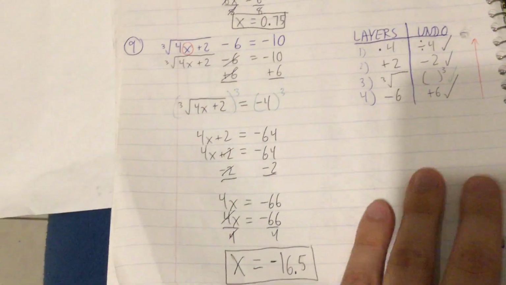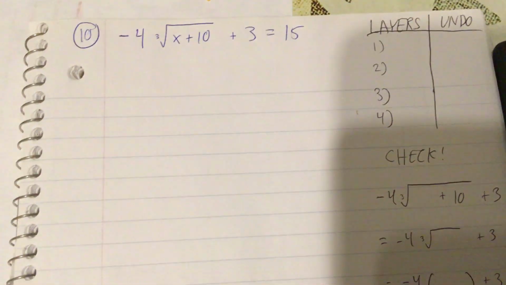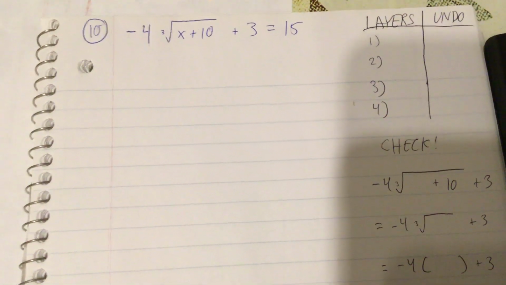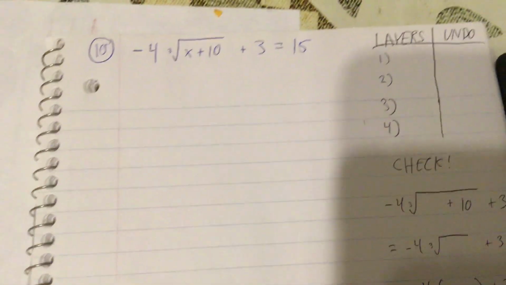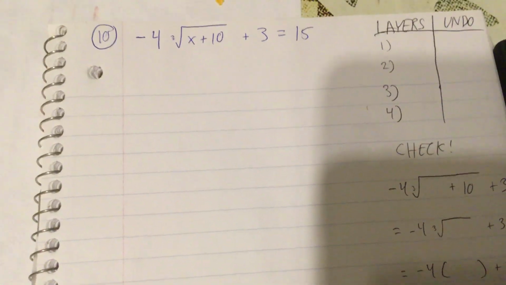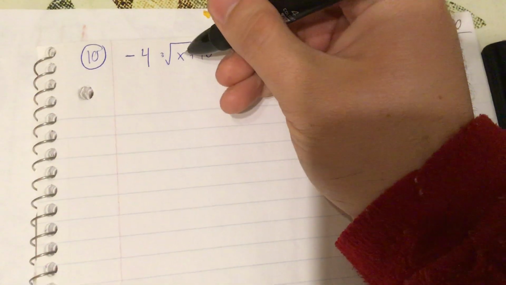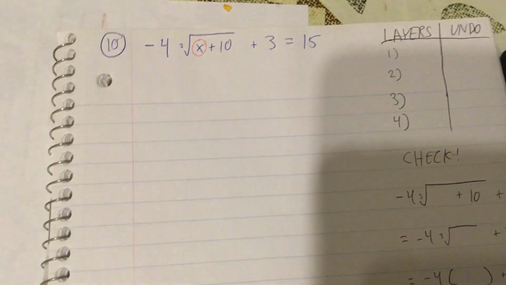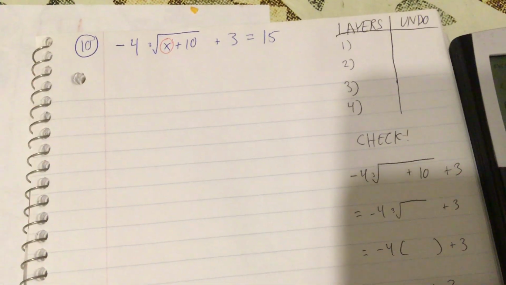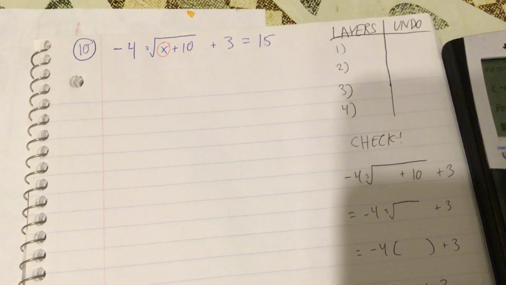All right, last one of the day. The reason I'm making it a long one is because we don't have Tuesday or Wednesday, so we have Thursday. Anyway, so let's do this last one just for fun. Negative 4 times the cube root of x plus 10 plus 3 is equal to 15.